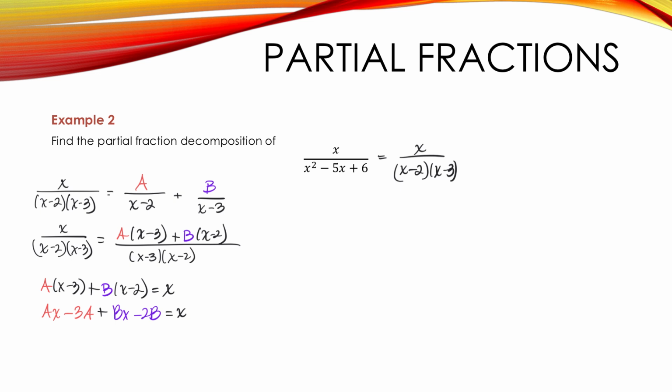And remember how combining our terms together helped us on the last example? We're going to do the same thing before we equate coefficients this time. So let's move all of our x terms first. So here we would have ax plus bx. So we're just going to move that first, ax plus bx. And then we had minus 3a and minus 2b. Okay, and now let's just factor out our x, and we're left with a plus b.